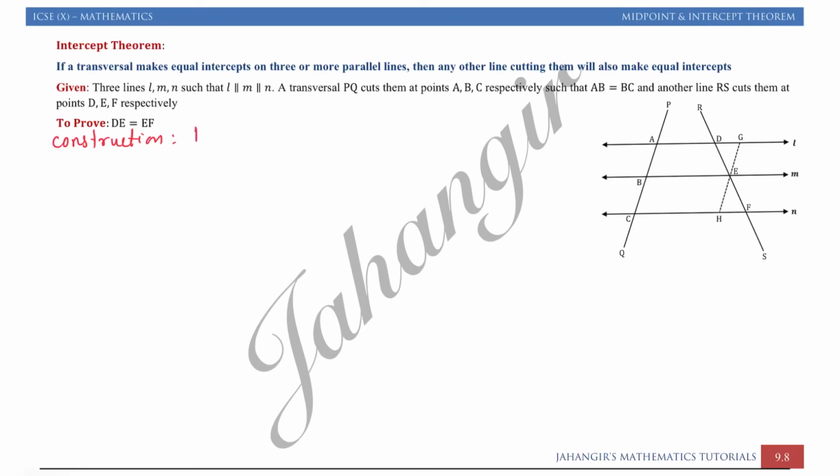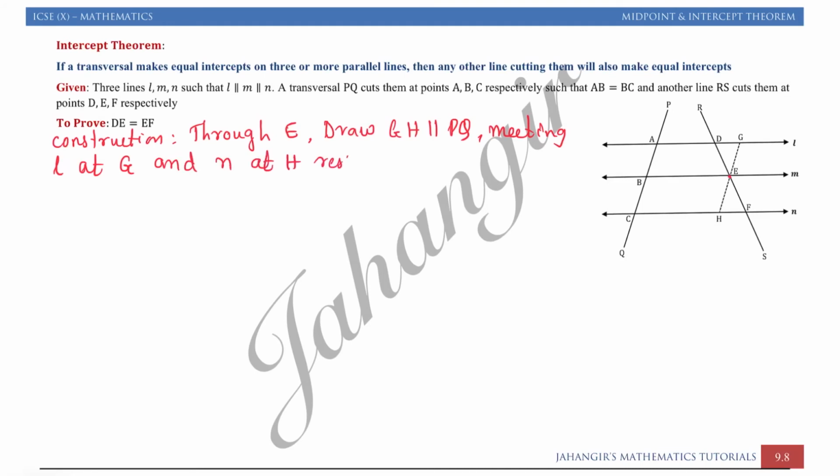In construction, we will say through E, this is the point E, draw GH parallel to AC, or we can say GH parallel to PQ, meeting line L at G and line N at H respectively.